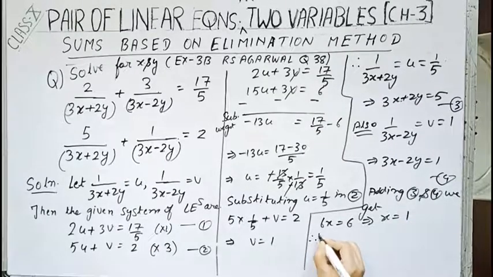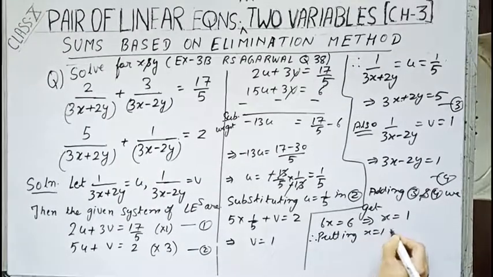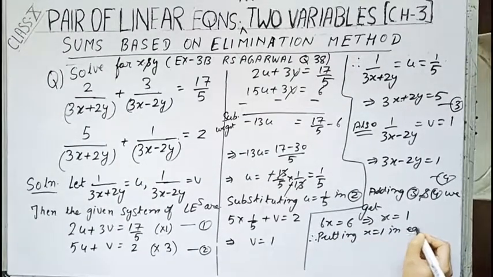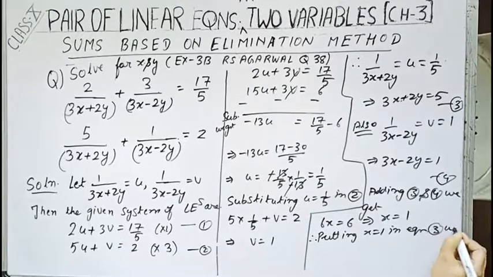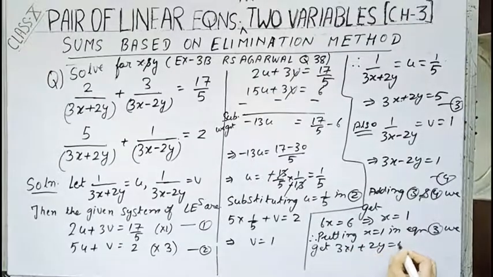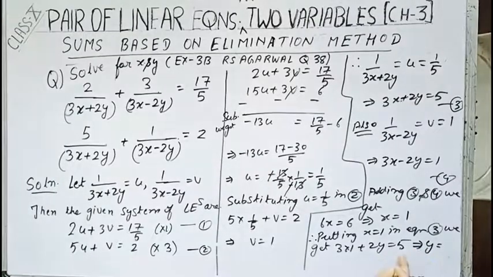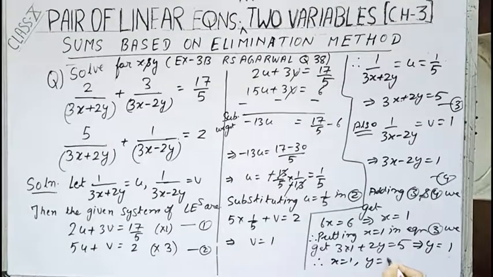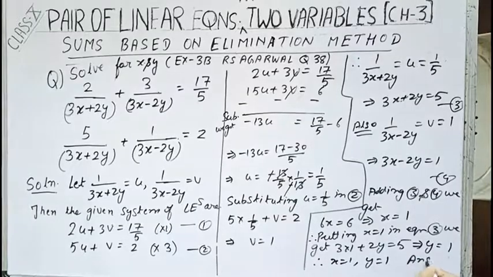Therefore, putting x equals 1 in equation 3, we get 3 into 1 plus 2y equals 5. This implies y equals (5 minus 3) by 2, that is 1. Therefore, x equals 1, y equals 1. Answer.